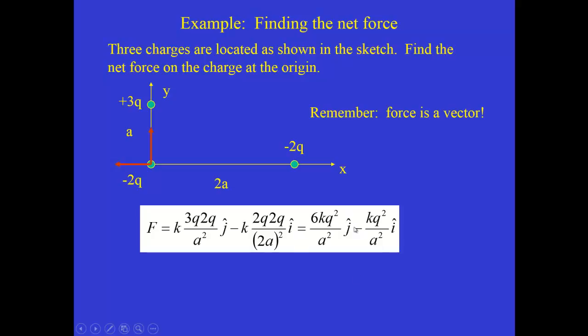And so when we simplify, we find that our net force has a positive y component and a negative x component and would be pointing upward and to the left from the origin.